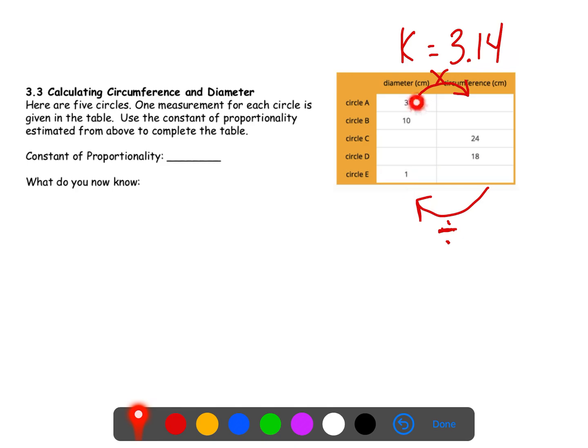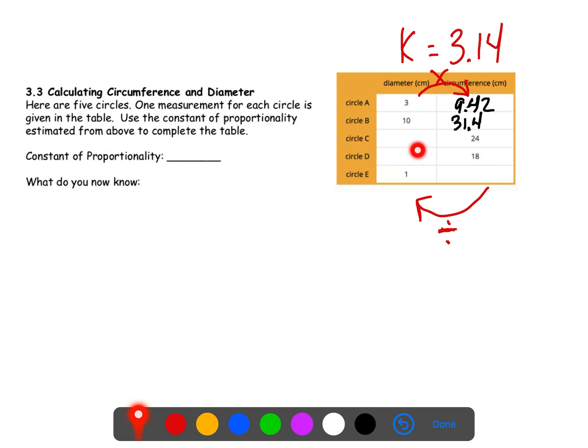So 3 centimeters as the diameter multiplied by our constant of proportionality here, 3.14, will give us the circumference. So that first circumference would be, and this is approximate because we're rounding our constant of proportionality here, approximately 9.42. If we do that for a diameter of 10 centimeters, multiply that by 3.14, we would get 31.4.